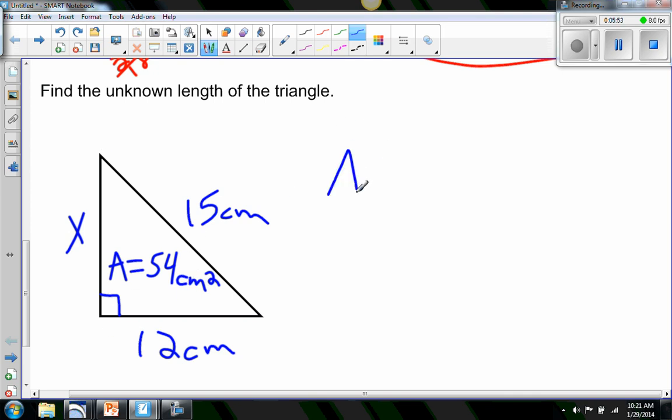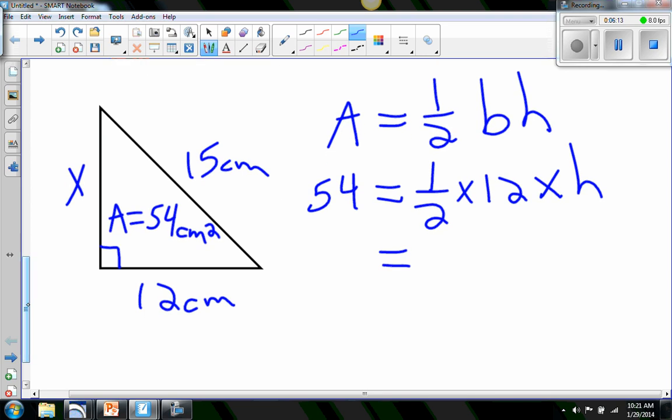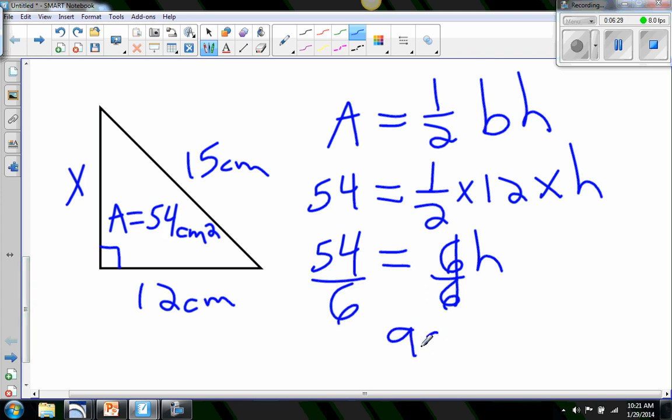On this one, they don't give me the height, but they do give me the area. So let's look at how we use that. Again, start by writing the formula down. So area is 54, and the 1/2 is part of the formula, it has to be there. The base is 12, and I don't know what the height is, but I can find it if I just finish the formula. So 1/2 of 12 is 6. So then 6 times h. To get this h by itself, I need to divide by 6, and that should give me my height. So 54 divided by 6 is 9, so 9 centimeters equals my height.